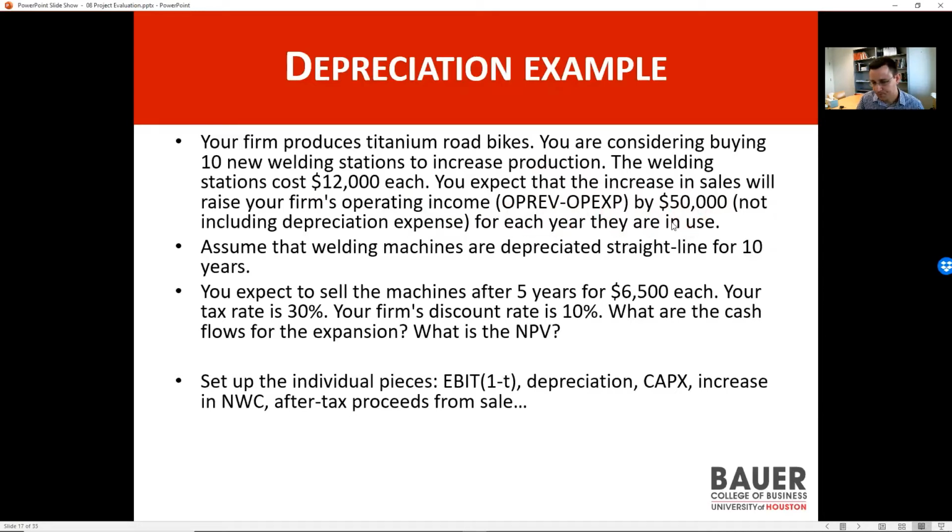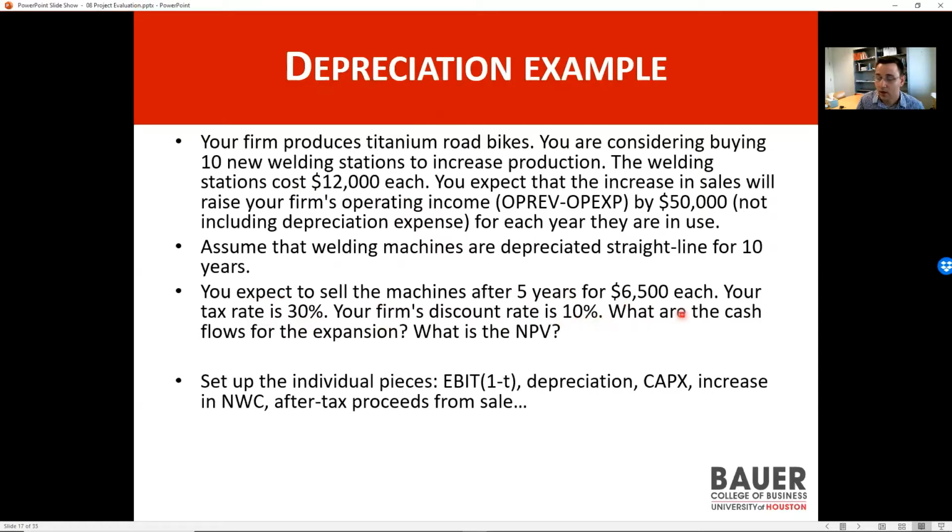are in use. You're going to depreciate these machines straight line for 10 years. You're only going to actually operate them for 5 years, though. You're going to sell the machines after 5 years for $6,500 each. Okay, so you are buying them for $12,000. You're going to sell them after 5 years for $6,500. You have a tax rate of 30%. You have a discount rate of 10%.